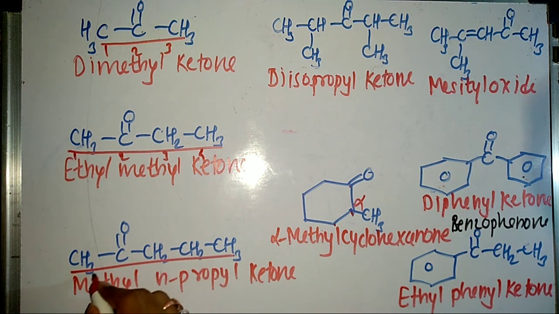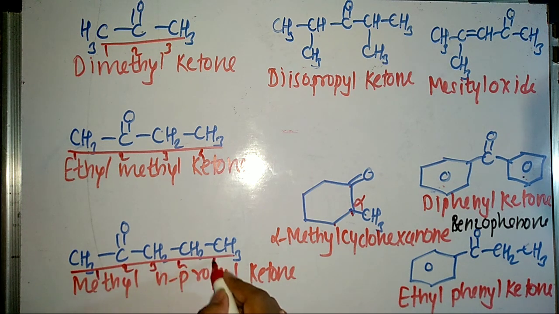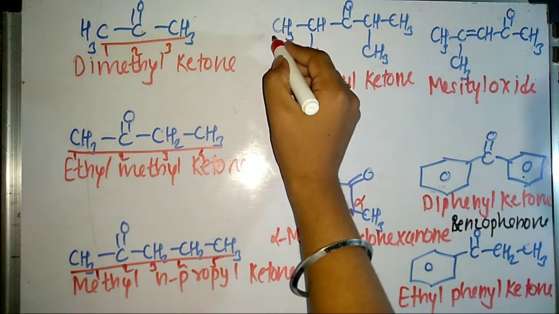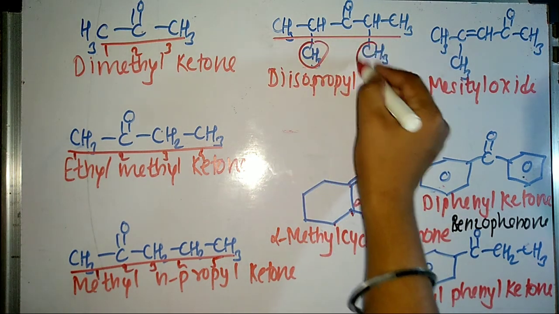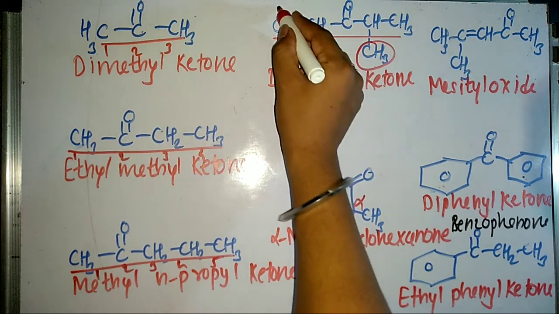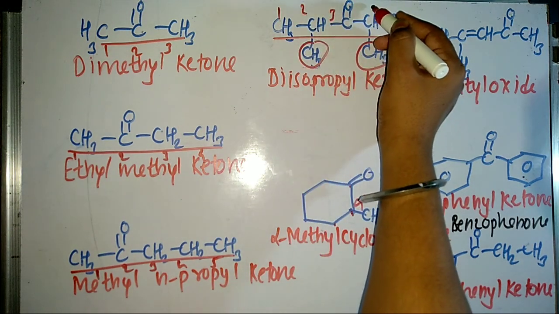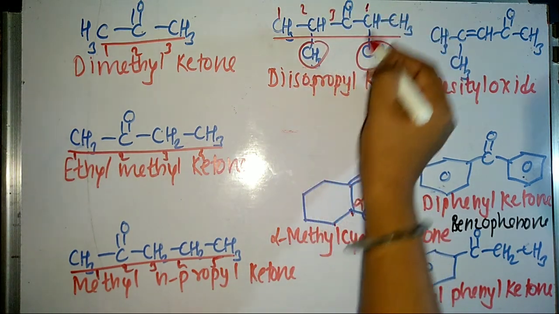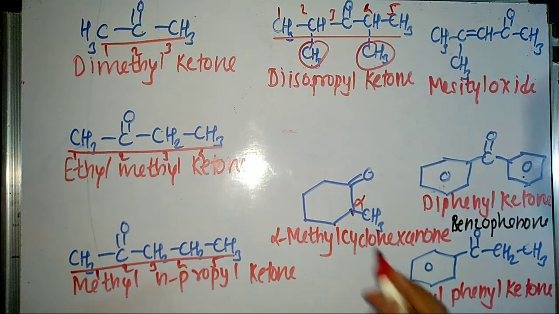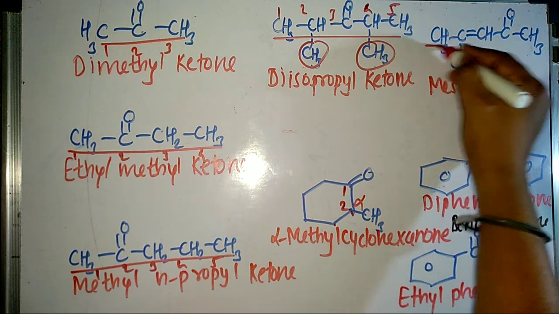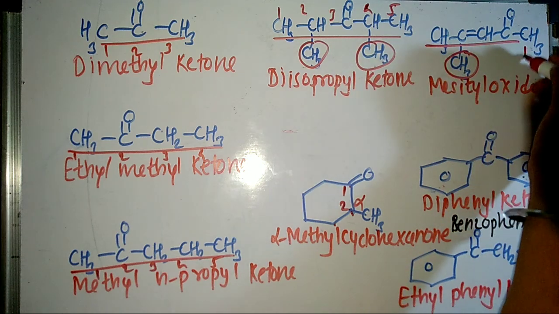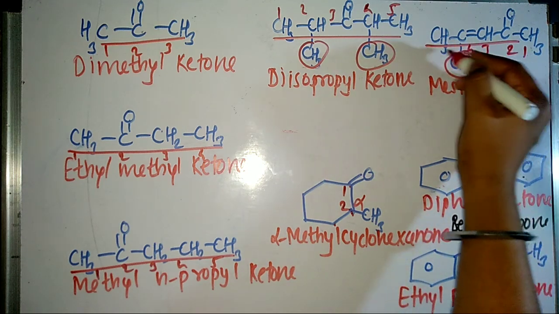Again, this is the longest chain. I will start numbering from the left hand side because again from the left hand side I will get the carbonyl carbon at the second position. This is the longest chain. These are the substituents. Numbering can be done either from left or right hand side because it is a symmetrical ketone. So in that case it doesn't matter. Here this is the first carbon, this is the second carbon. A cyclic compound always has the ketonic carbon as number 1. Now this is the longest chain, this is a substituent. I told you the ketonic carbon should get the lowest possible number.